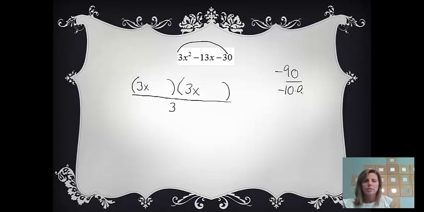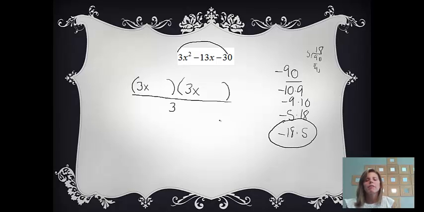Let's see, negative 10 times 9, negative 9 times 10, negative 5 times, let's see, 5 goes into 90, how many times? 18 times, there we go. I could have negative 18 times 5, and I think I'm going to stop right there, because if I'm looking for negative 13, negative 18 and a positive 5, if I add those two together, would give me negative 13. So minus 18 and plus 5.